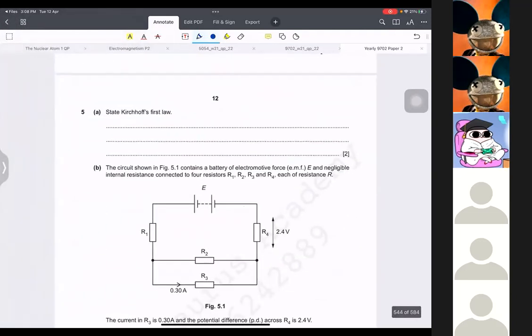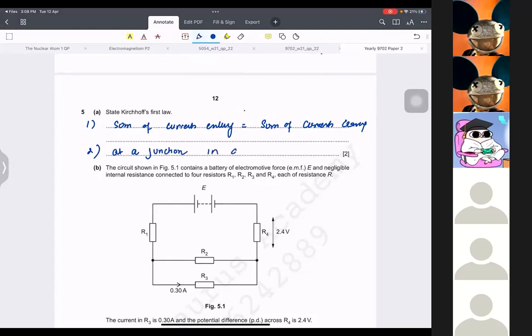Okay, now, state Kirchhoff's first law. So Kirchhoff's first law is basically the current law. You always write: sum of currents entering equals sum of currents leaving, 1 mark. The second mark is always for at a junction in a circuit.